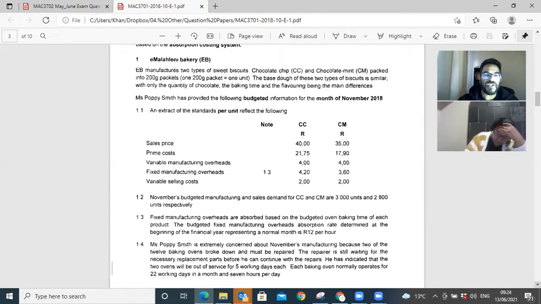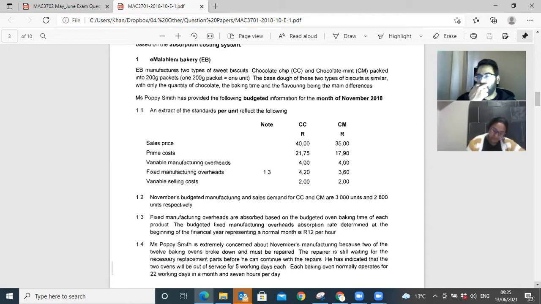Now they say Miss Poppy has provided the following budgeted information for the month of November 2018. Remember, we saw already that we're looking for budgeted November 2018. So here we know we're under this section. So we know this section will help us in part A. They say an extract of the standards per unit. What is 1 unit? 200 grams. Okay, so an extract per unit reflects the following. So we have notes, we have CC, and we have CM. They're giving us the sales price. Then they're giving us prime costs.